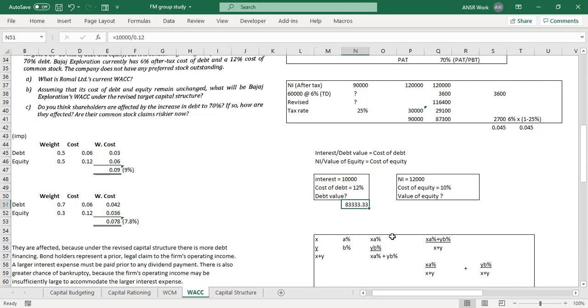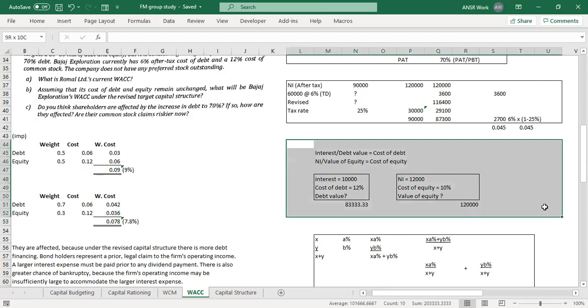Awesome. Now, similarly, if I give you net income is 12,000, now cost of equity is 10%. What is the value of equity? 12,000 divided by 10%. Absolutely correct. That comes to 1,20,000. Anybody having any doubts in this? In this too? Okay, I'll take that as a no.